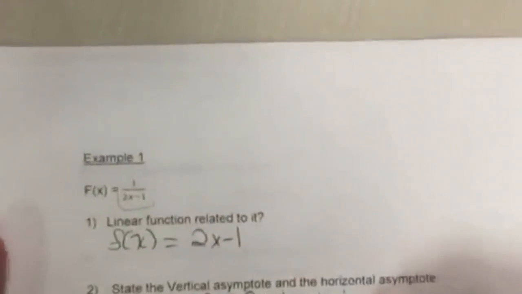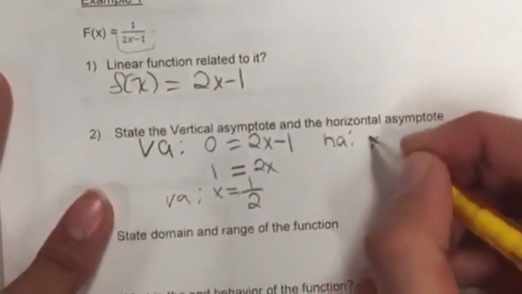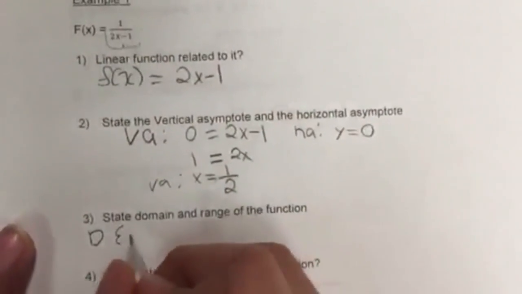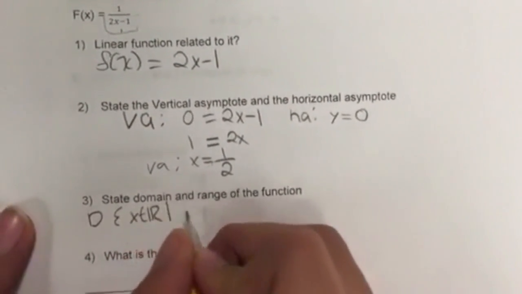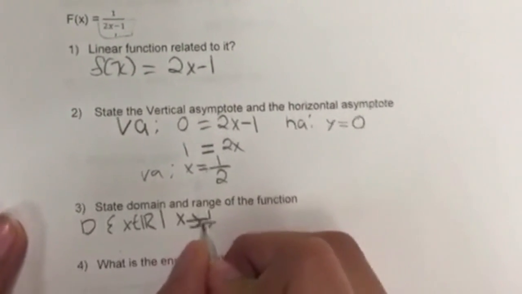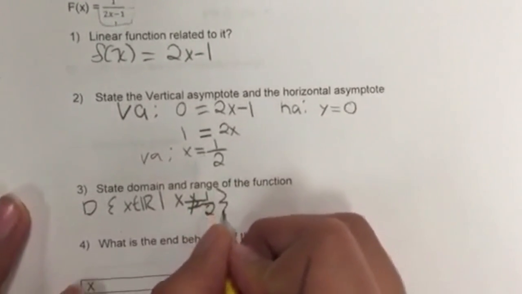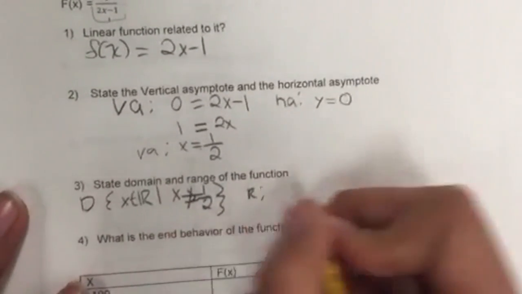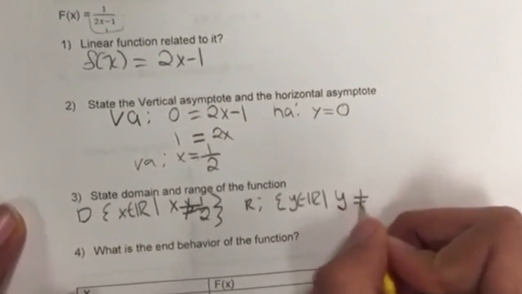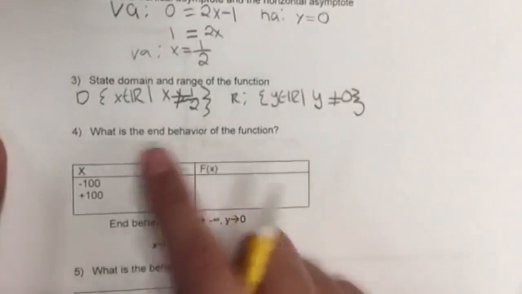And now the horizontal asymptote is when the numerator is 0. And you know when it's a constant, it's going to automatically be 0. So that's that. And the domain and range, domain we look at the denominator, and range you look at the numerator. So vertical asymptote and then horizontal asymptote. So it's going to be x belongs to all real numbers such that x cannot equal 1 over 2. So then the range is y belongs to all real numbers such that y cannot equal 0, because those are the two asymptotes.